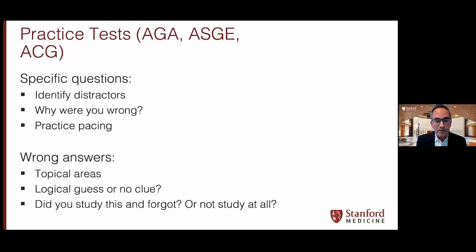As far as the practice tests, identify specific questions, and in the answer choices, identify distractors. If you were wrong, why were you wrong? And you can practice pacing. This is what practice tests will accomplish. As far as those wrong answers, think about the topical areas and maybe make a note of that, and it might help you in deciding what areas to go back and spend the last bit of studying on. Think about whether you made a logical guess or you really had no clue. That might help in focusing your studying. And did you study this and forget it, or was it something that you didn't study at all? I think those are all approaches on what you can learn from wrong answers in these practice tests.